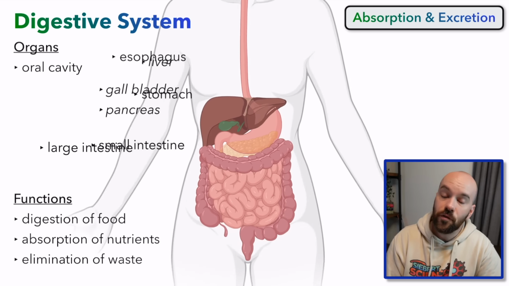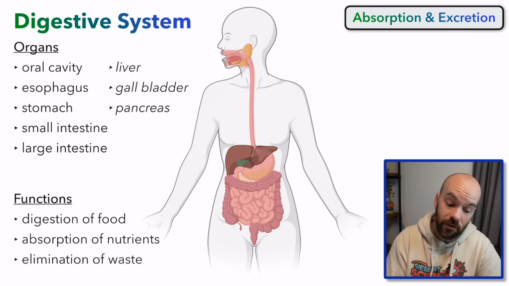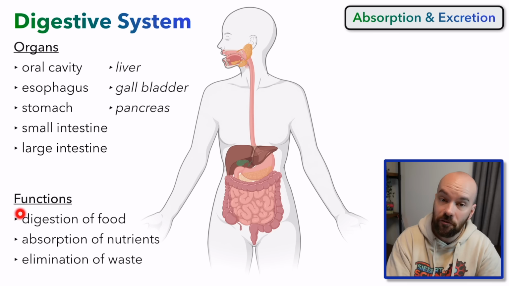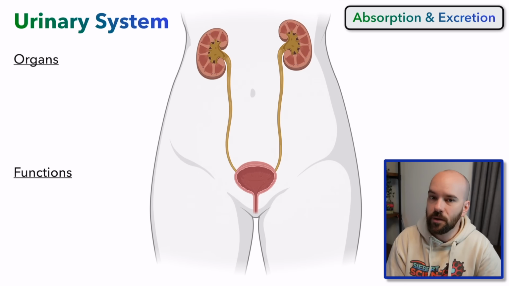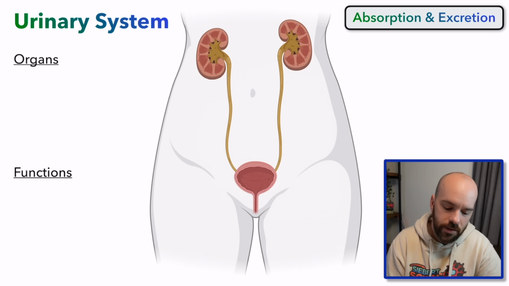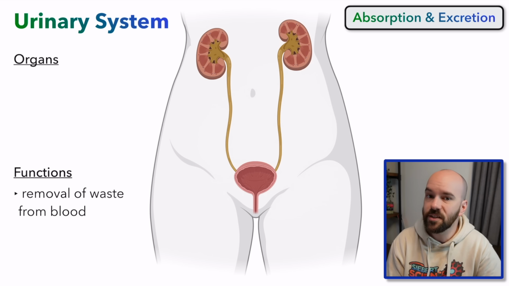That was a lot. That was kind of an overview of the digestive system. Again, if you're learning this for the first time, the main thing right now would be to be able to name a lot of these organs and be able to name the three main functions of the digestive system. All right, our other system involved in absorption and secretion is the urinary system. The urinary system's main function is going to be removing waste from the blood.